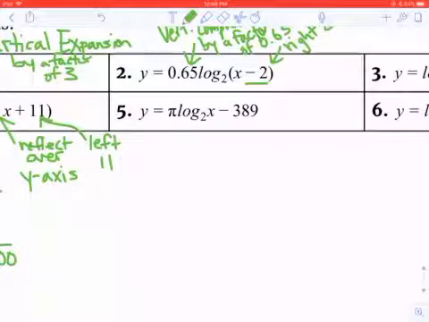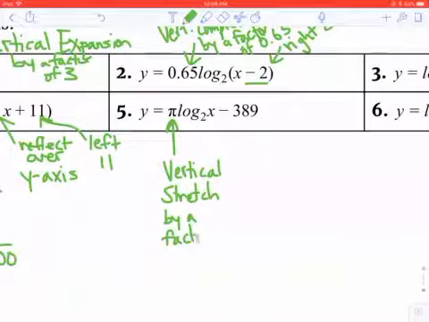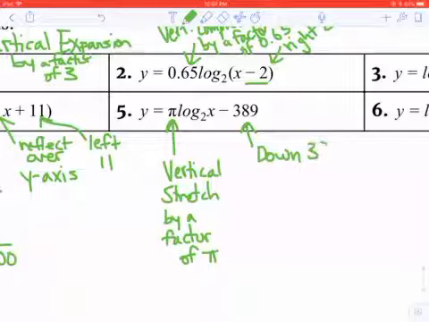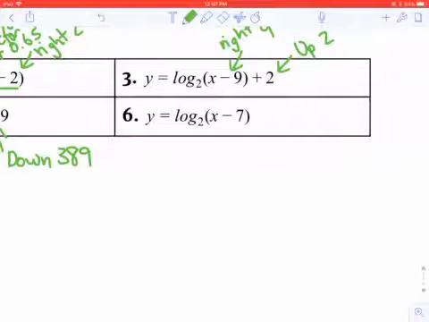In example 5, we have a pi out front. Pi is about 3.14, so it would vertically stretch or expand. So let's put stretch this time since we've written expansion already. So it's a vertical stretch by a factor of pi. Then the -389 out back here makes it shift down 389. And then last but not least, we just have log base 2 of x - 7. This would make it shift to the right 7 units.